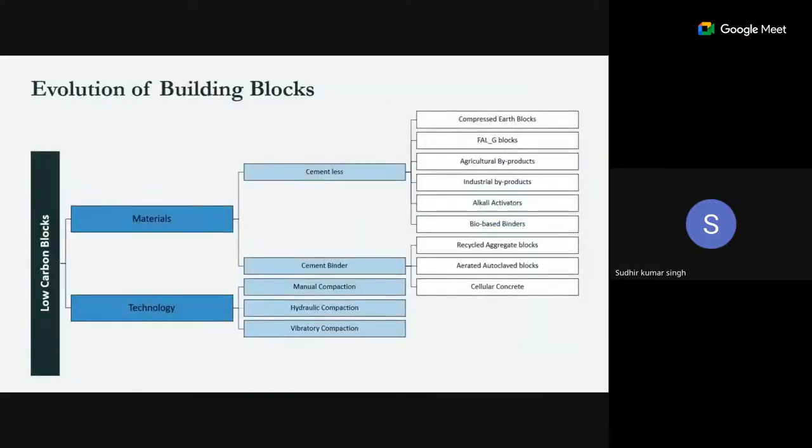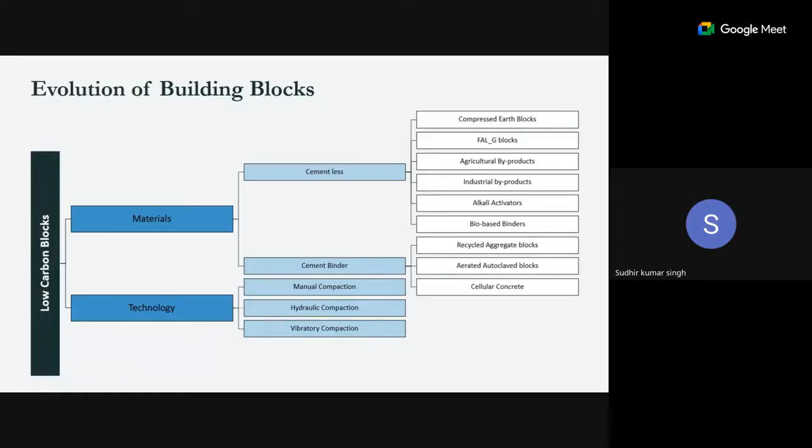Okay, let us quickly go through the evolution of building blocks, how they have evolved. Low carbon building blocks have evolved in two ways: one is the material evolution, and the other is the technology. You remember the first slide which I told you: availability, then durability, then strength, and likewise it has happened. If you see, you can relate it to it.